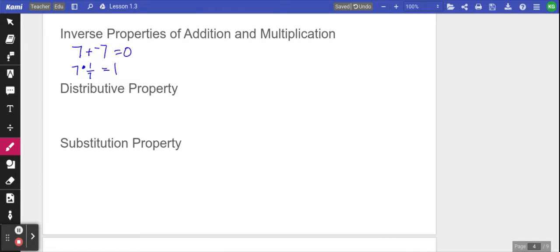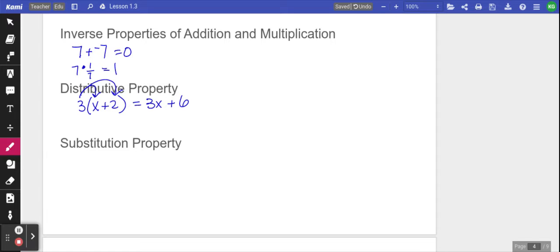Distributive property is one you're probably more familiar with. So if I have 3 on the outside of a parenthesis and x plus 2 on the inside, the distributive property says to multiply the number on the outside to everything on the inside. So this would become 3x plus 3 times 2, which is 6.